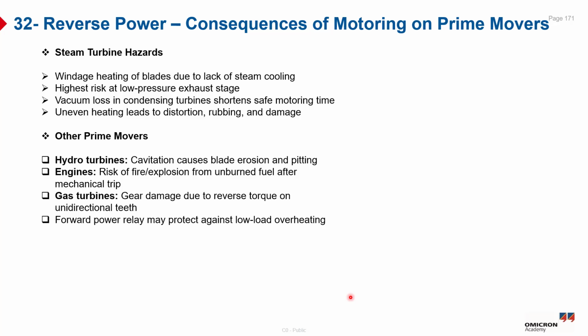And in a gas turbine or a gear-coupled system, the reverse torque during motoring stresses the gears in the wrong directions, leading to wear or failure. So to prevent this problem, the reverse or low forward power protection is used to trip the breaker when the power flow indicates an unsafe motoring condition.